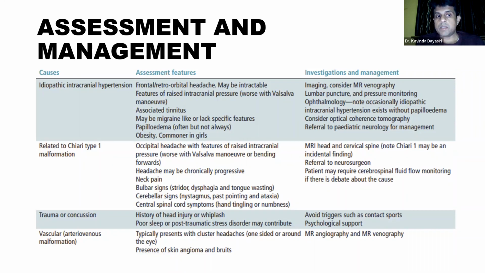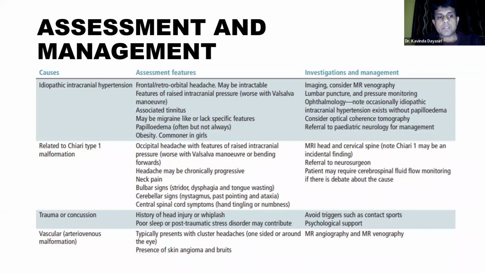They also can have cerebellar signs because it's located within the posterior cranial fossa, such as nystagmus, pass pointing, and ataxia. They can also have central spinal cord symptoms, such as hand tingling or numbness. To diagnose it, you have to do an MRI of the head and cervical spine, which can locate the Chiari malformation. Management includes referral to the neurosurgeon to manage it surgically in those with symptoms and signs of raised intracranial pressure.